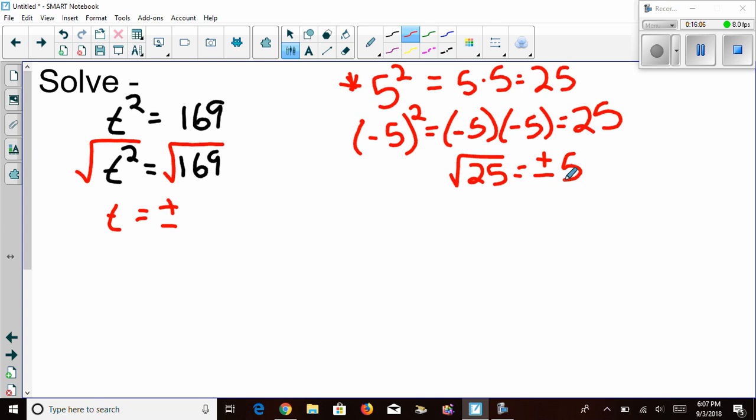So going back over to the 169, I need to now ask myself, well, what is the square root of 169? T equals positive and negative 13. So we'll have to work on our perfect squares even past 12. In fact, in many classes, you almost want to learn up to 20, and we'll see a few examples of those as we go.